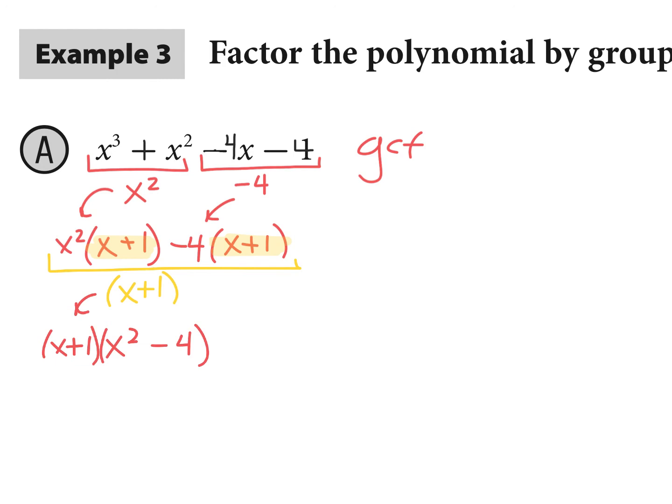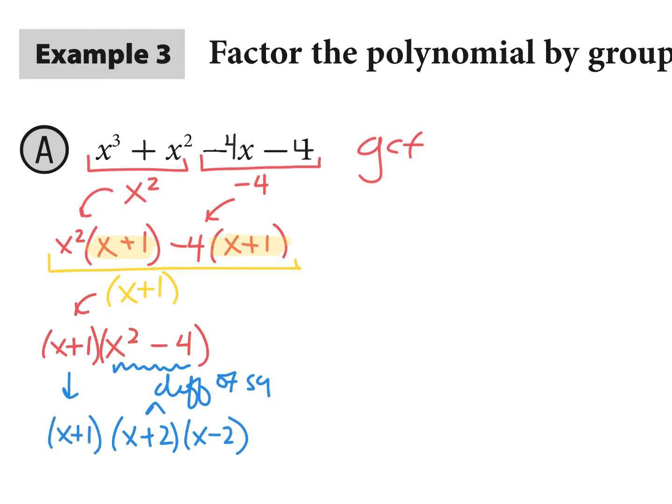Generally, that would be the end, but you should always check to see if anything keeps going. And in this circumstance, this right here is difference of squares. So we're going to split it apart again. It's going to become x plus 2, x minus 2, and then that x plus 1 factor falls down.